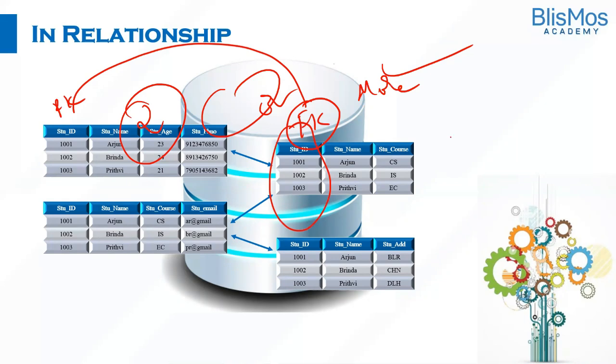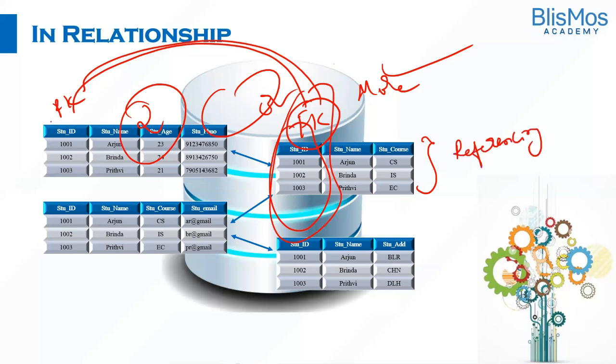Just to reiterate, in relationships, data is linked between two or more tables. This is achieved by having a foreign key reference a primary key in another table. So the table which has a foreign key is called a referencing table, and the table which has a primary key is called a referenced table. One more terminology is that this table is also called a child table, and this is called a parent table. Different terminologies. So we understood a relationship is achieved by a foreign key referencing a primary key.